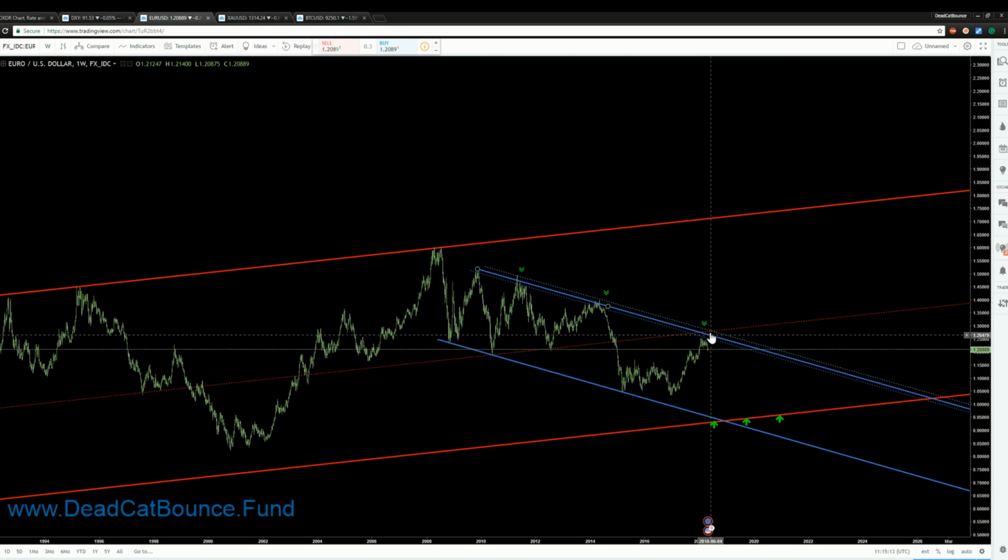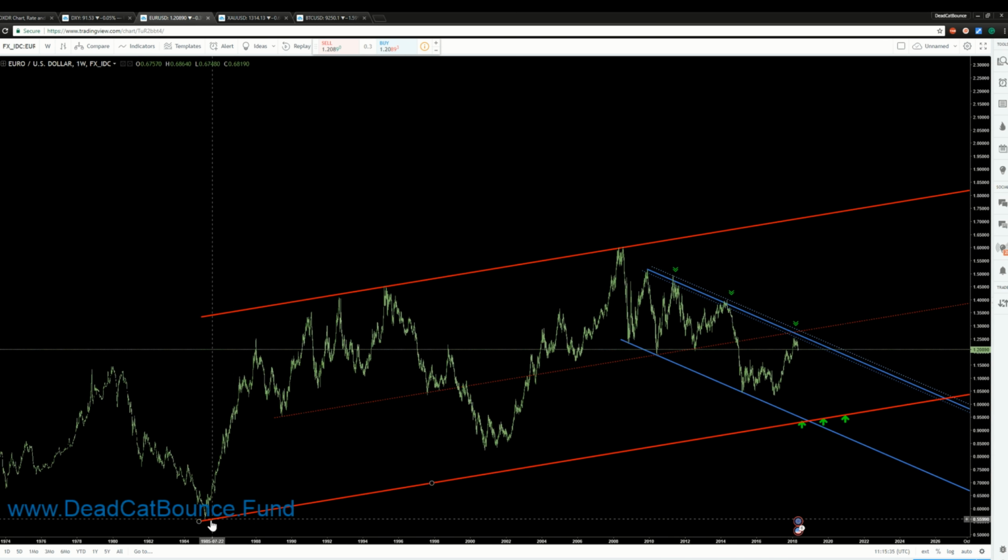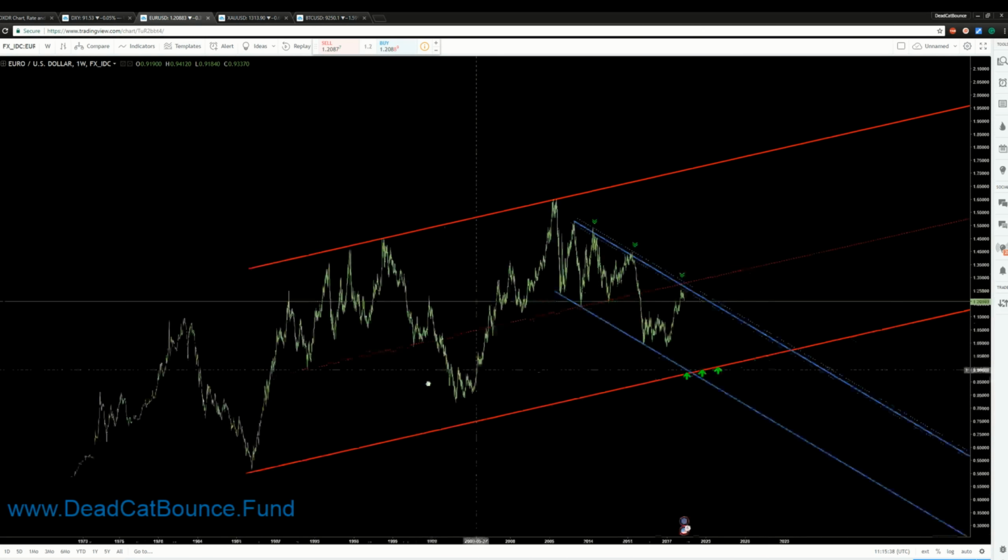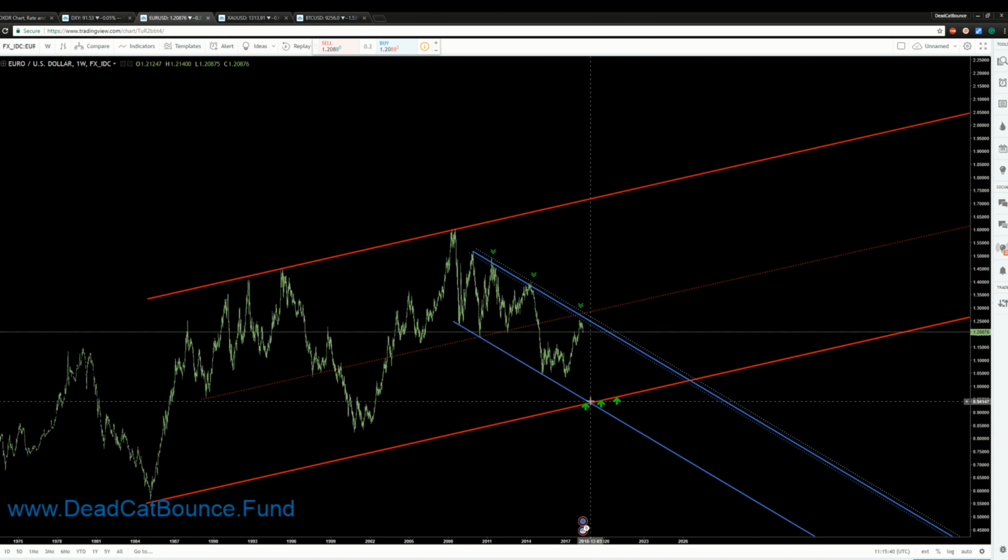We already reached the top of the channel. The final resistance is at 1.283. We most probably have already topped, and now we are making our way lower. In the next month, 2, 3, 5, we will most probably start going back down to the support of this downtrend or to the support of this uptrend of the long-term channel. Both right now are situated at around 0.94, which is below 1-to-1 with the dollar.